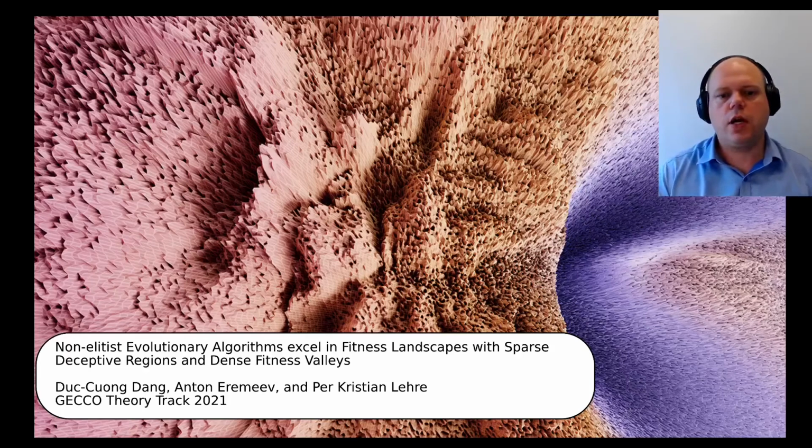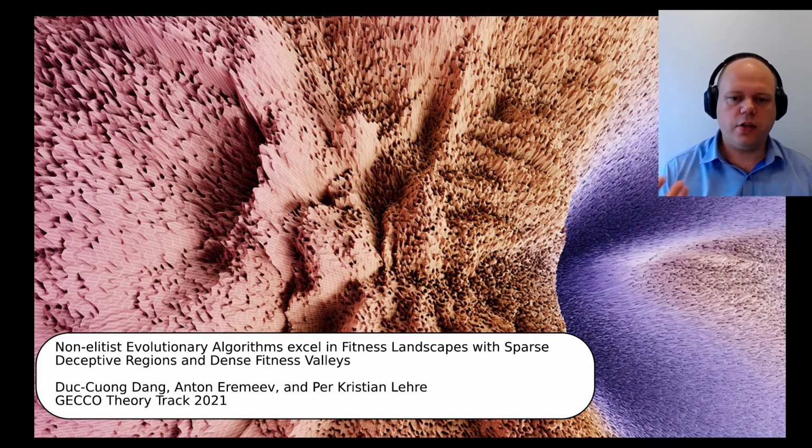So far we looked at very simple fitness landscapes like OneMax. Now we're focusing attention on much more complex fitness landscapes with a high degree of ruggedness. This is an example where non-elitist evolutionary algorithms really shine, as they can overcome a large number of local optima. This is very recent work, and it will be presented at the theory track at this year's GECCO.